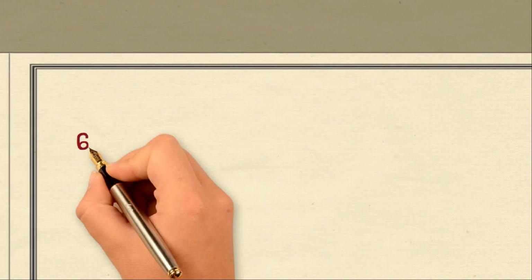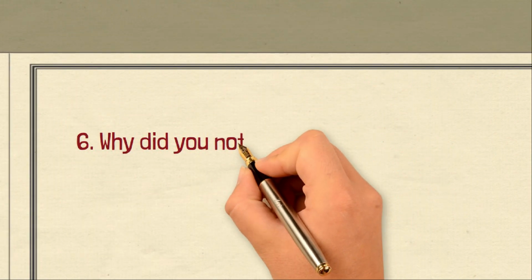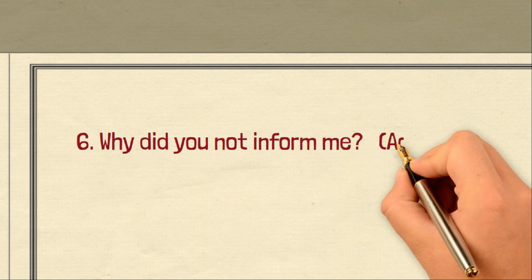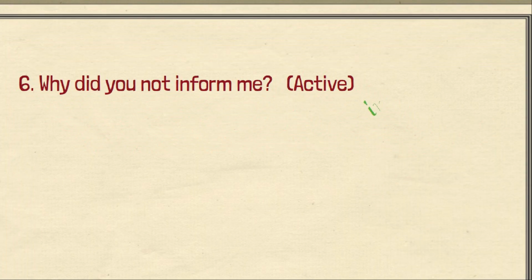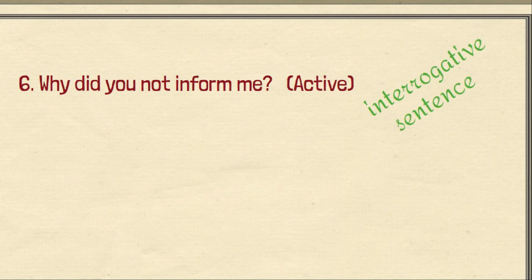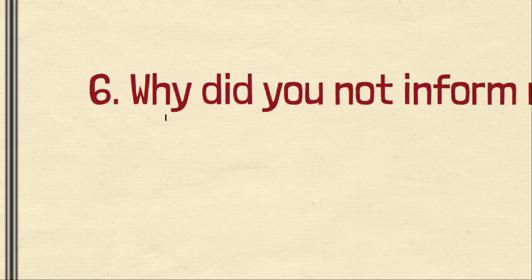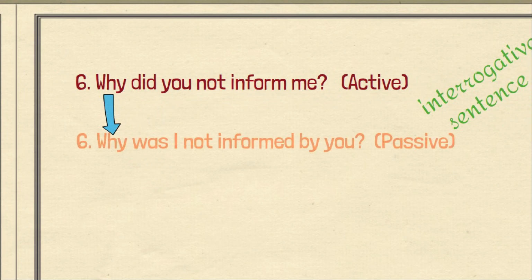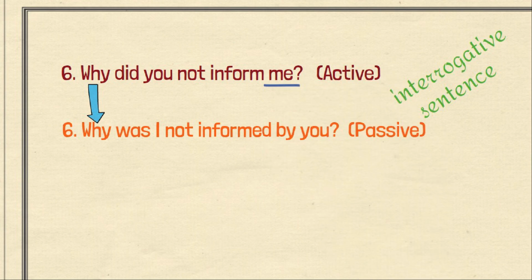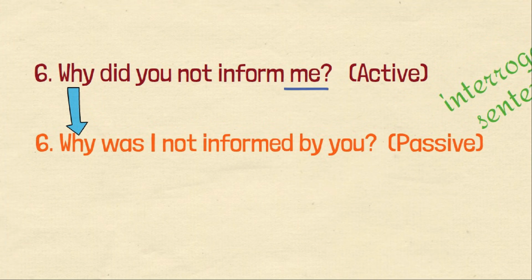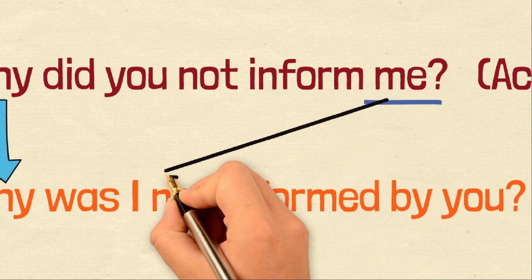Why did you not inform me? This is the next sentence. It's a question. It's an interrogative sentence. So in these sentences, we keep the WH word, the question word, at the same place. So the sentence would begin like this. Why? Now we will take up the object of the active voice, and that's me in this sentence. So in the subjective form, it will become I.